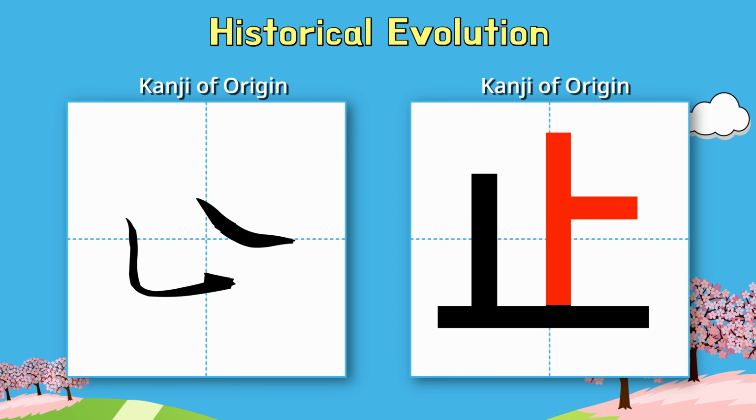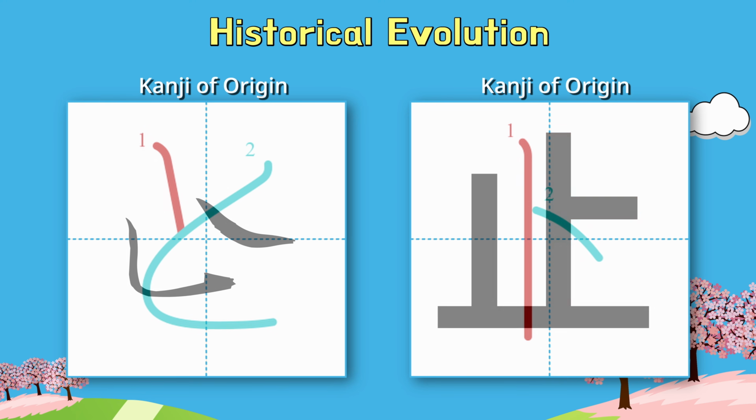Interestingly, this kanji means stop, but when this kanji appears as a part in other kanji, it means footprint, which connects nicely to our English word we used, toe.